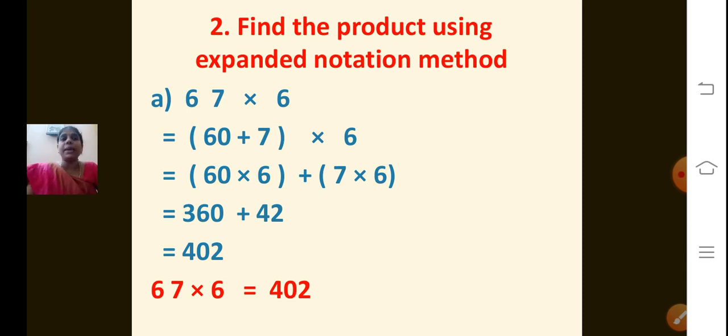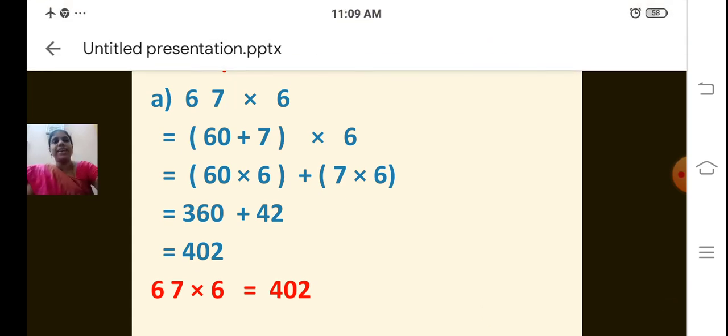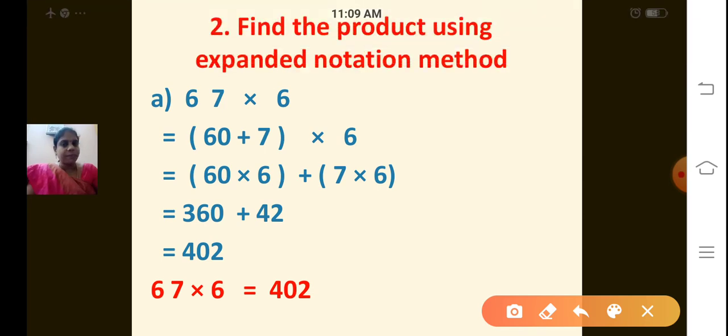Next, find the product using expanded notation form. I think you all know expanded notation, right? First we'll write the number in the expanded form. Then we'll multiply. So what is the first sum? 67 into 6. We are going to multiply 67 into 6.